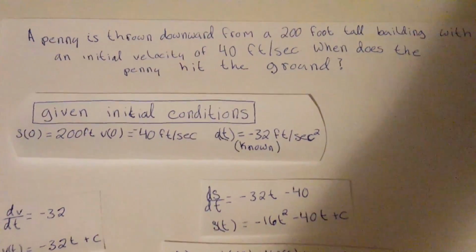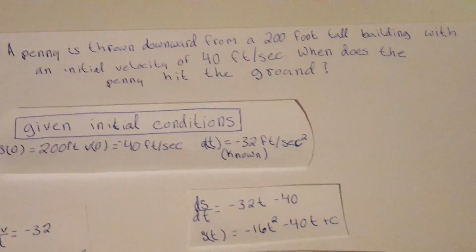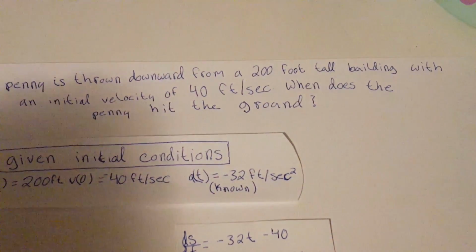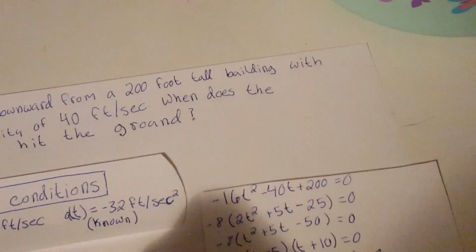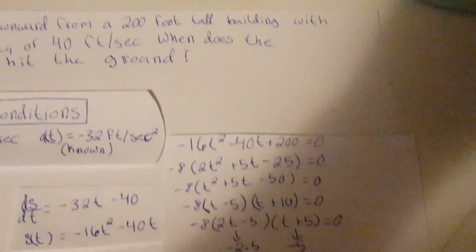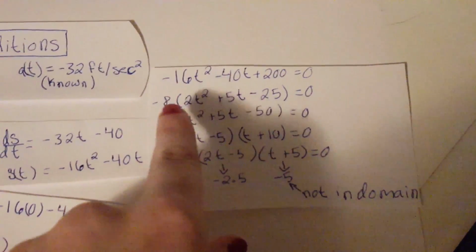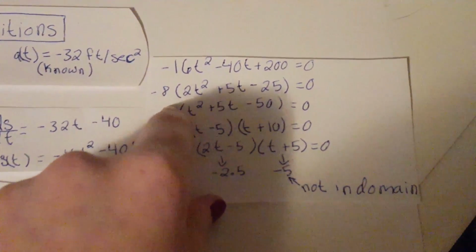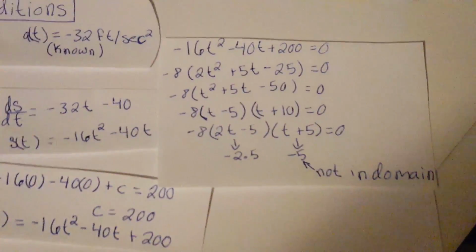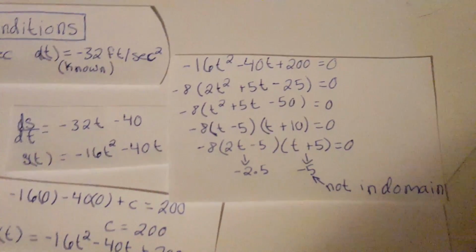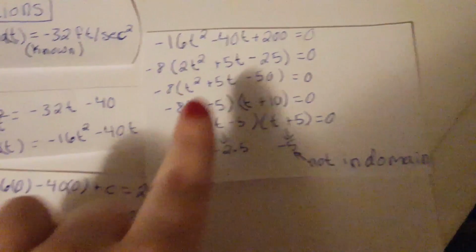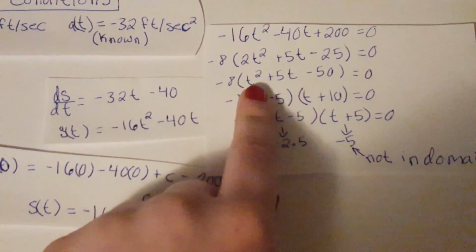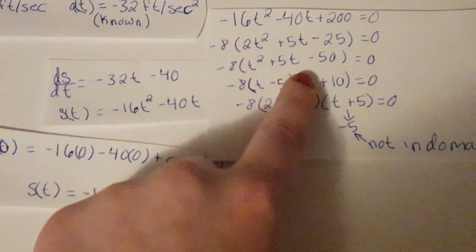The problem asks us, when does the penny hit the ground? So that's asking when is s of t equal to 0. So in order to do that, we have to factor, and this is a really long one to factor. So what I found was the easiest was if we could pull out this negative 8 as a GCF, and then you were left with 2t squared plus 5t minus 25. And then I used the Alabama method, which is another form of bridge method, to get t squared plus 5t minus 50 on the inside.